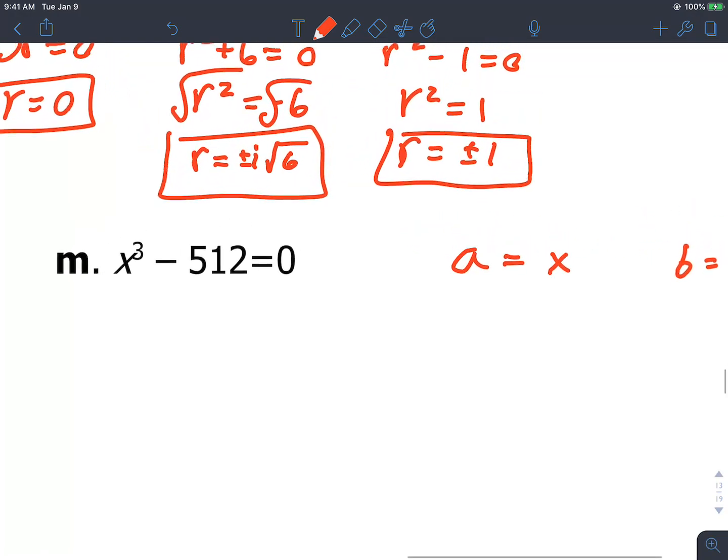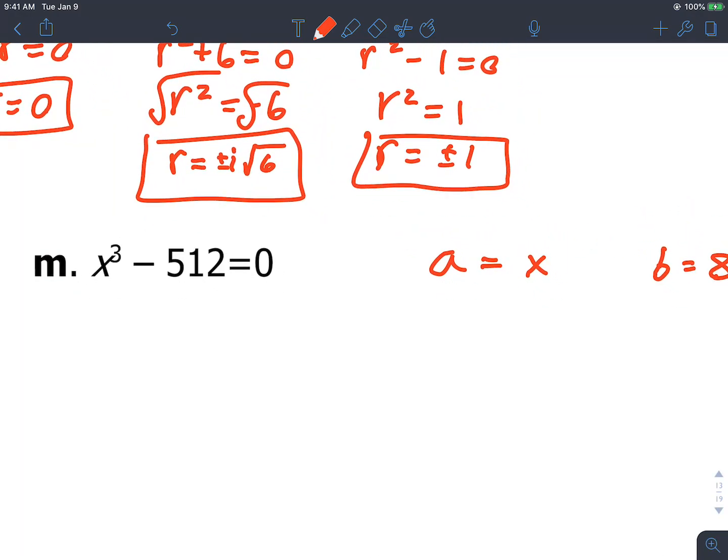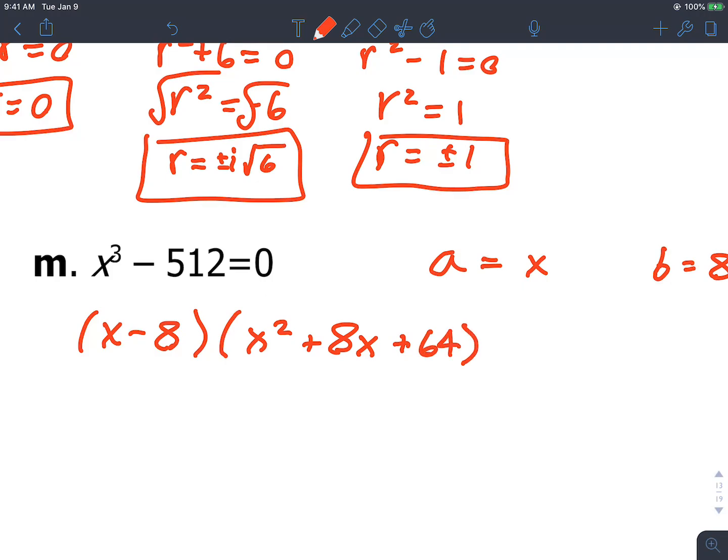All right, and then the way you write this, the first factor is A minus B. So we're going to go X minus 8. Notice that's got to be the same sign. Your second factor is X squared, A times B, so plus 8X, and then plus this last number, which is going to be 64.